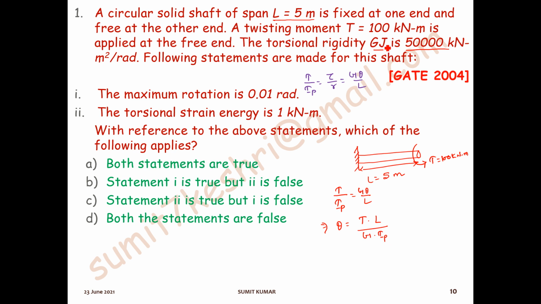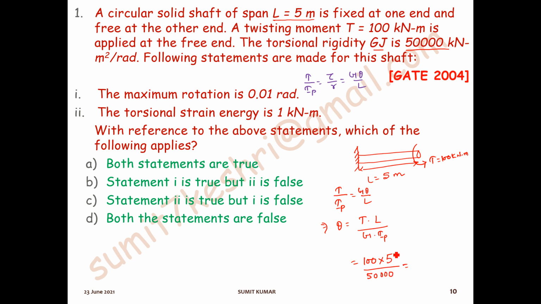This J means IP only, the polar moment of inertia. So GJ, that is GIP, is given as 50,000, and the value of T is also given, 100 kilonewton meter. Just substitute all this data in the equation. T is 100 kilonewton meter, into length 5 meter, divided by the torsional rigidity 50,000.